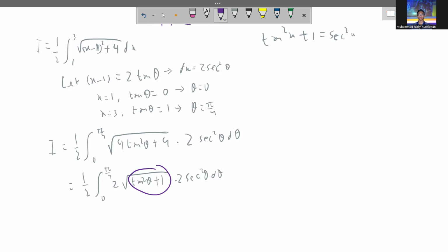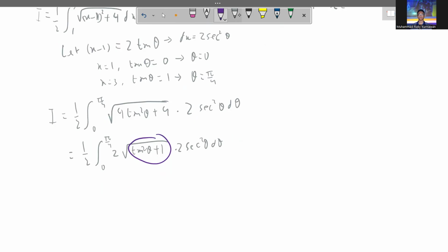Now, you can simplify this. This is just secant of theta. And then you can also multiply all the constants together. So that means we just got 4 in front. Here we have secant cubed theta d theta.